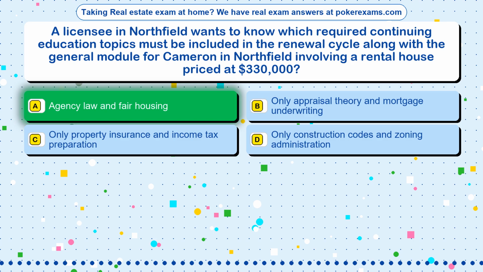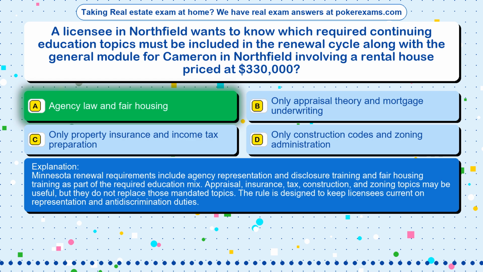The correct answer is option A, agency law and fair housing. Minnesota renewal requirements include agency representation and disclosure training and fair housing training as part of the required education mix. Appraisal, insurance, tax, construction, and zoning topics may be useful, but they do not replace those mandated topics. The rule is designed to keep licensees current on representation and anti-discrimination duties.